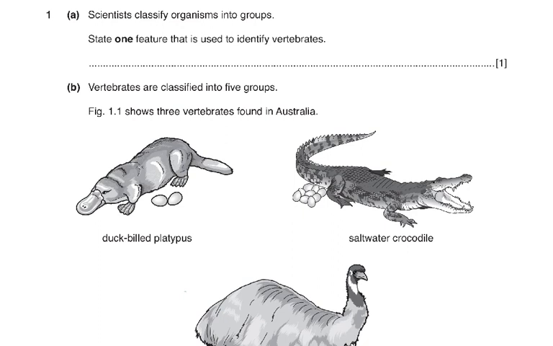Scientists classify organisms into two groups. State one feature that is used to identify vertebrates. How would you identify vertebrates? Well, they have a bony skeleton, or you can even say they have a vertebral column, or you could have said they have a backbone, or vertebrae. So lots of answers, but basically the word vertebrates means that they have a vertebral column, and that was a very easy way to remember it. If you didn't remember the word vertebral column, you could have said backbone.